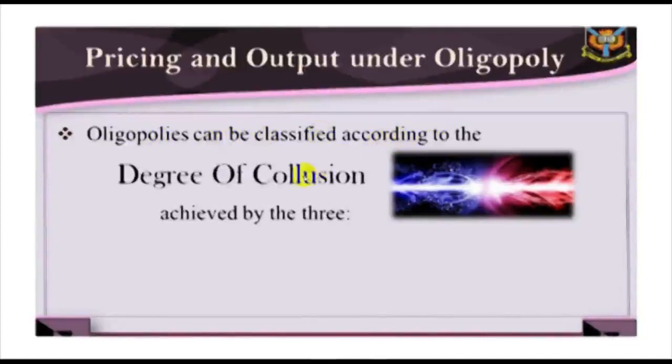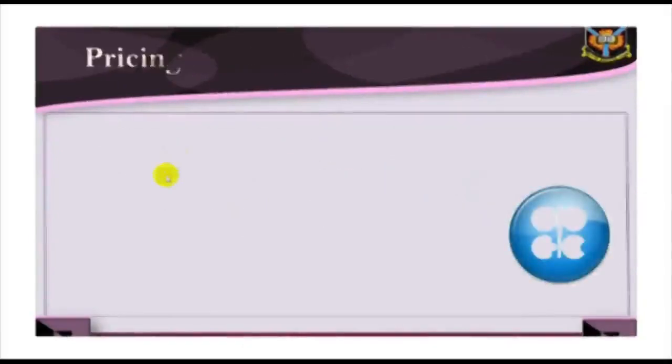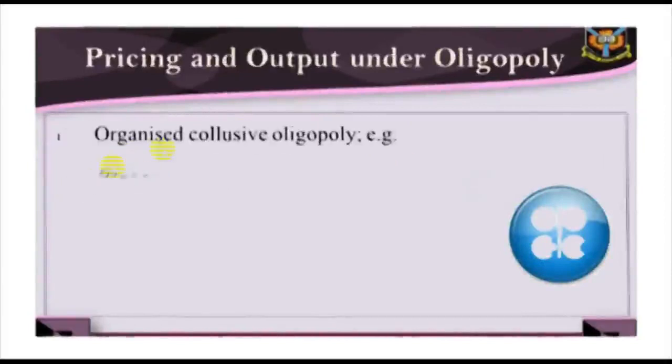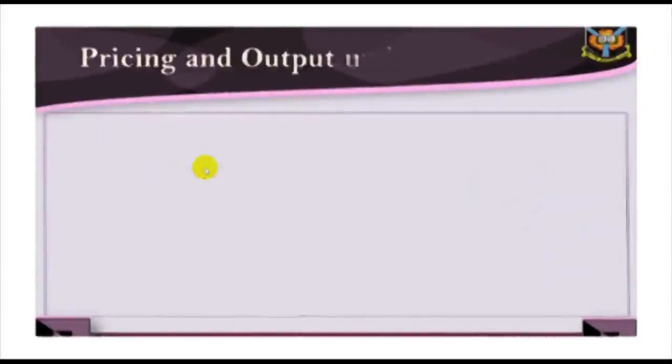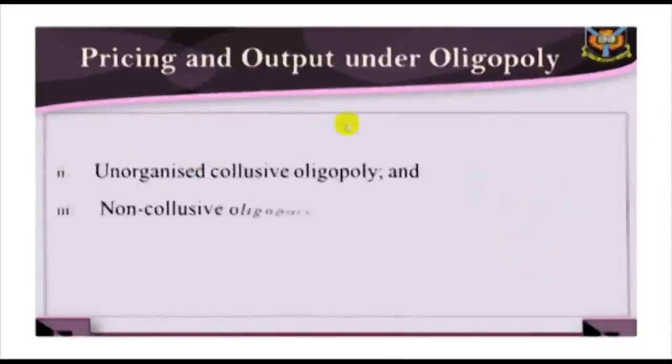Oligopolies can be classified according to the degree of collusion achieved by the firms: 1. Organized collusive oligopoly. 2. Unorganized collusive oligopoly. And 3. Non-collusive oligopoly. The first one refers to a cartel arrangement whereby a central organization is set up which determines the output and the pricing arrangement among the members of the cartel. A good example of this is the Organization of Petroleum Exporting Countries, OPEC.